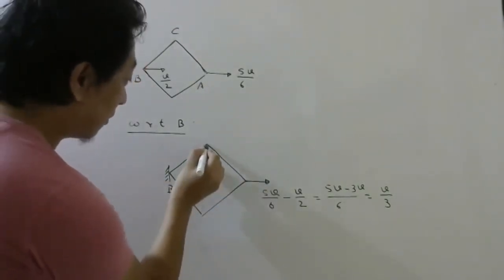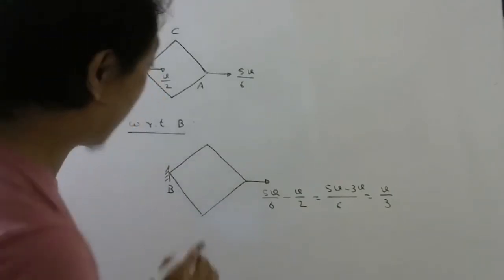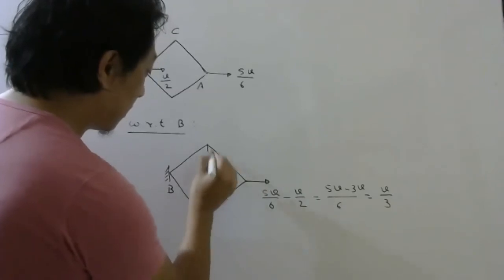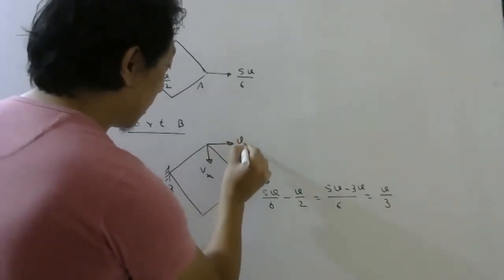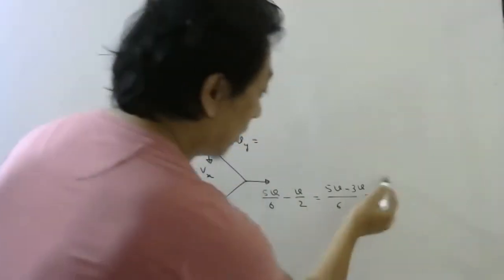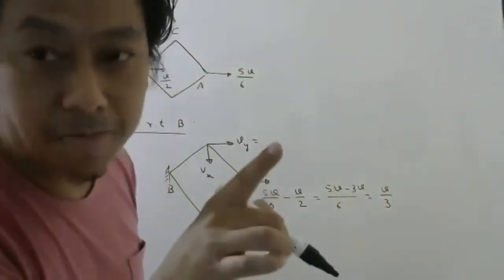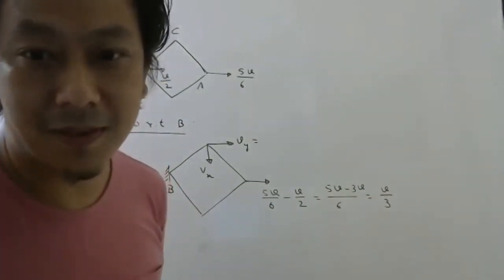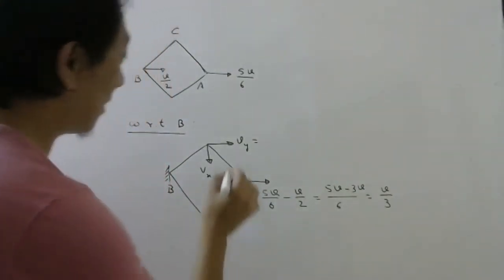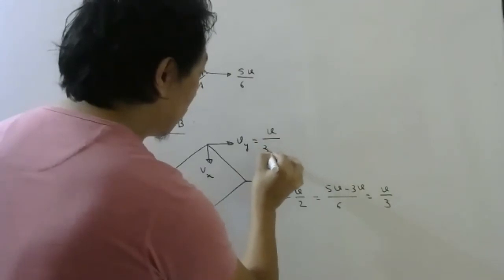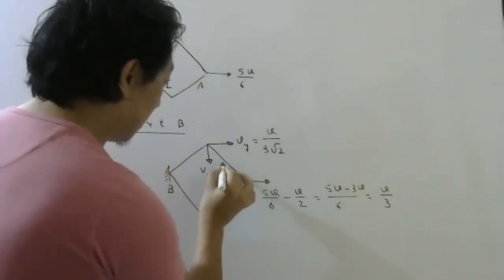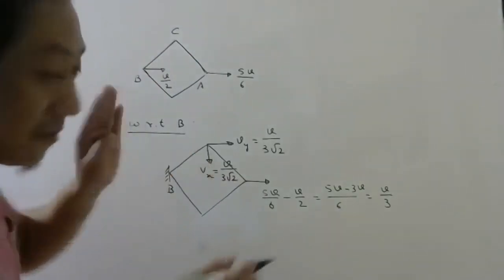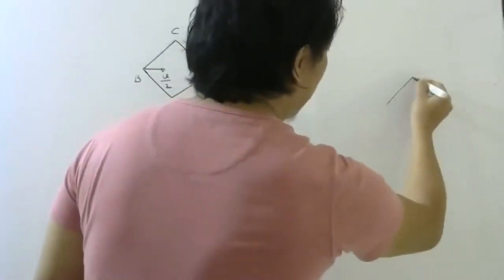So velocity of this point, without wasting too much time, there will be two components, right? Here Vx, here Vy, and both of them will equal to this velocity by root 2. You remember? This velocity divided by root 2. Okay, so I can directly write v by 3 root 2, and this will be v by 3 root 2. Because I'm remembering this result.